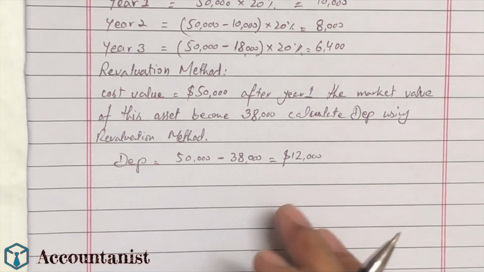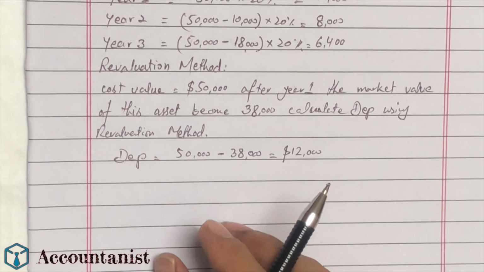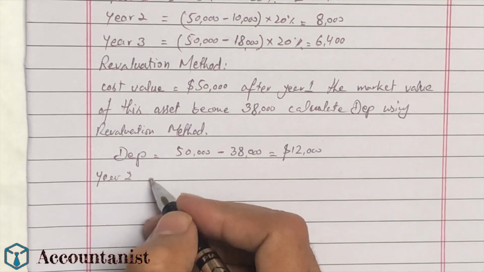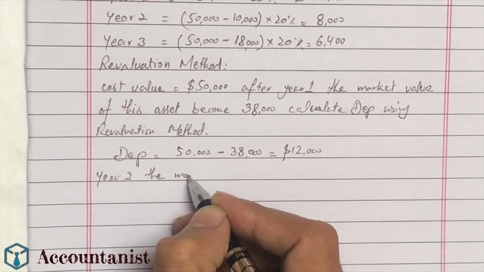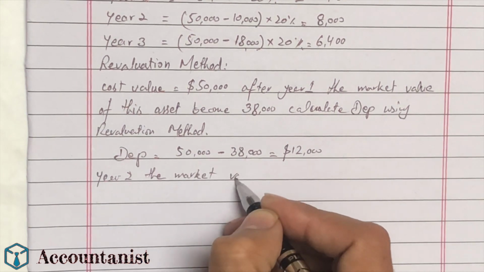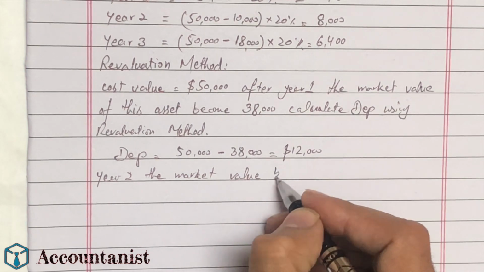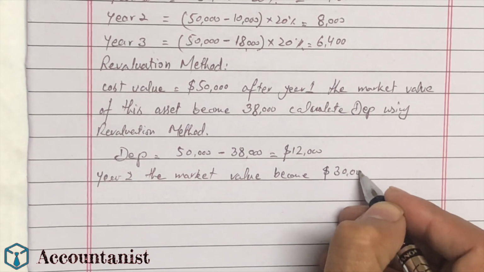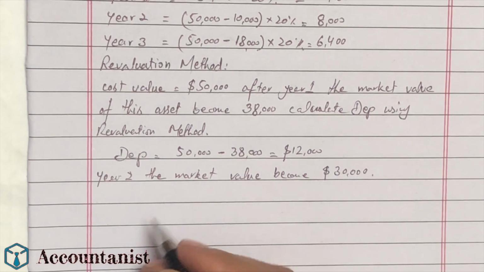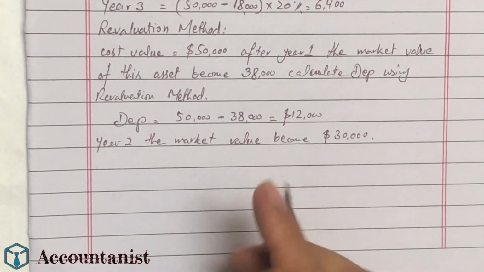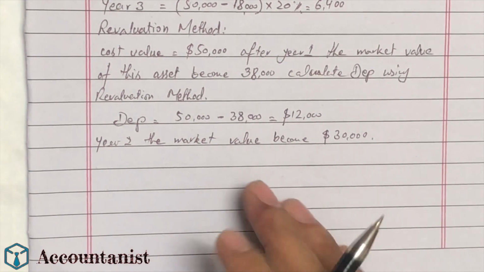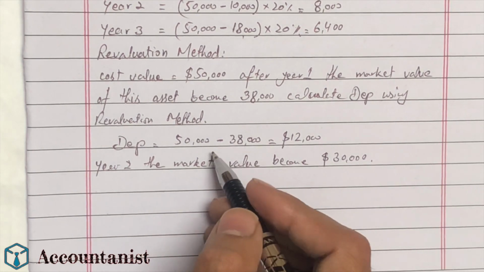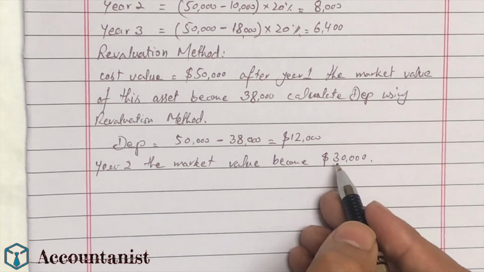So for example, if in year 2 the market value becomes 30,000, now in year 2 we are going to calculate the depreciation by comparing 38,000 with the 30,000.